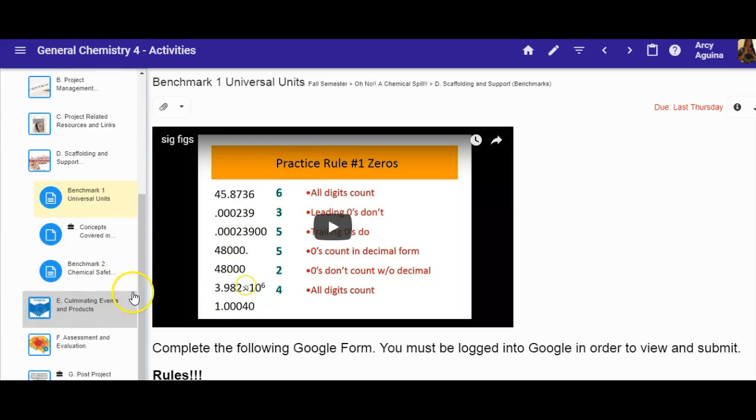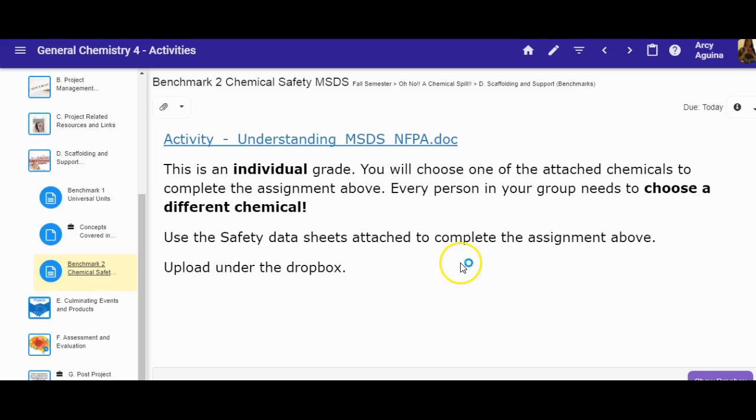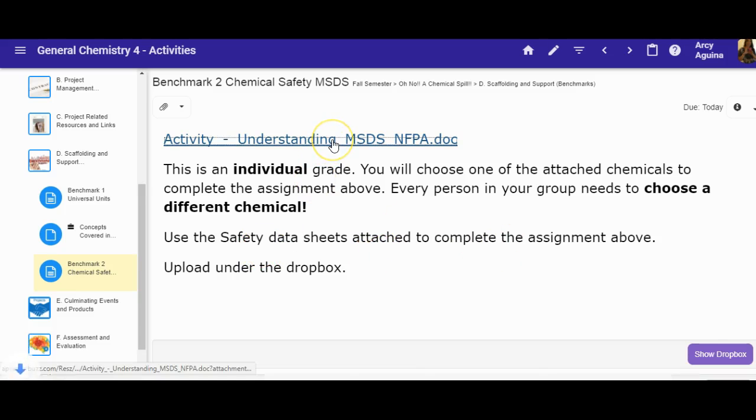For benchmark 2 today, it says this is an individual grade. You will choose one of the attached chemicals to complete the assignment above, and every person in your group needs to choose a different chemical. So there shouldn't be two Z's in any group. It says use the safety data sheets attached to complete the assignment above and upload under the Dropbox.